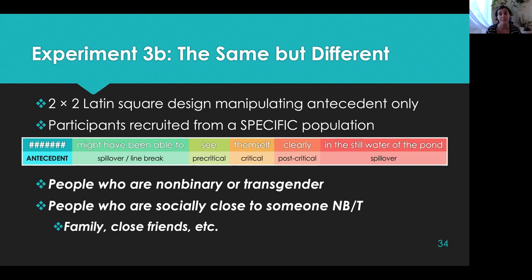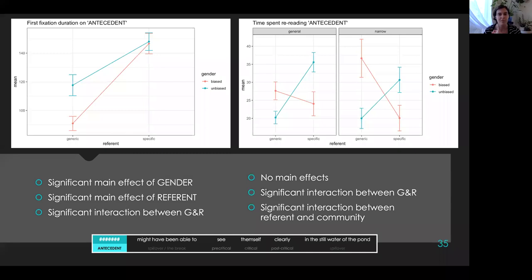So I'm going to step through this in a couple of different locations. First, let's focus on the antecedent. So this is the pilot or Chloe or someone or Taylor. The first moment that people looked at that word, the first time their eyes rested on that word, there is a main effect of gender, of referent, and an interaction between the gender and the referent. This means that when people looked at a name, it didn't really matter whether it was a biased name or an unbiased name. They spent about the same time reading it, no matter what the condition was. And you can see that from the two dots being very close together and the error bars largely overlapping.